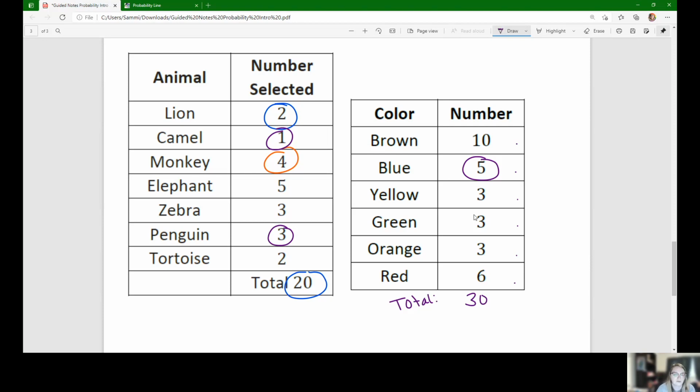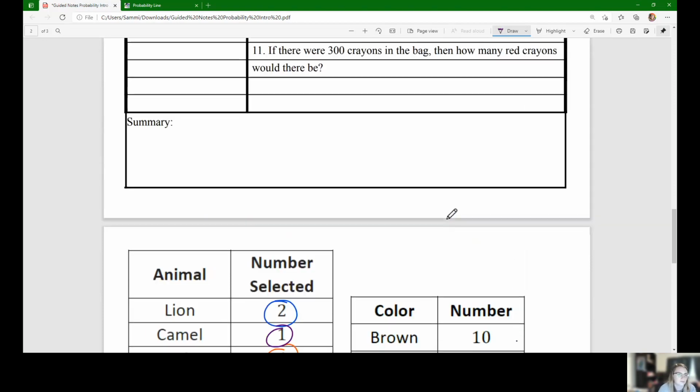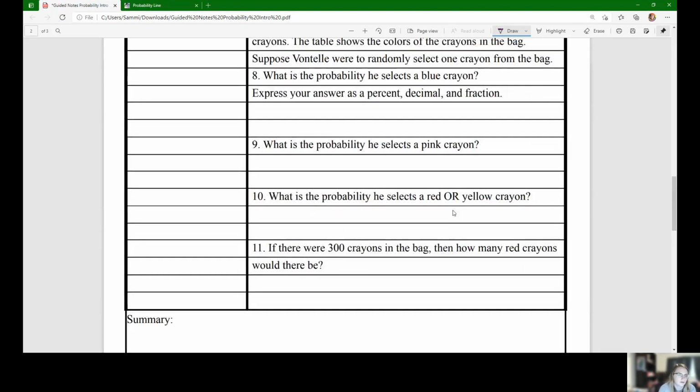So 5 out of 30 to pick a blue crayon. So that's 5 out of 30. We can simplify that to be 1/6. And we actually just looked at 1/6, and that was 16.6 repeating percent. Or we could say 0.16 repeating.